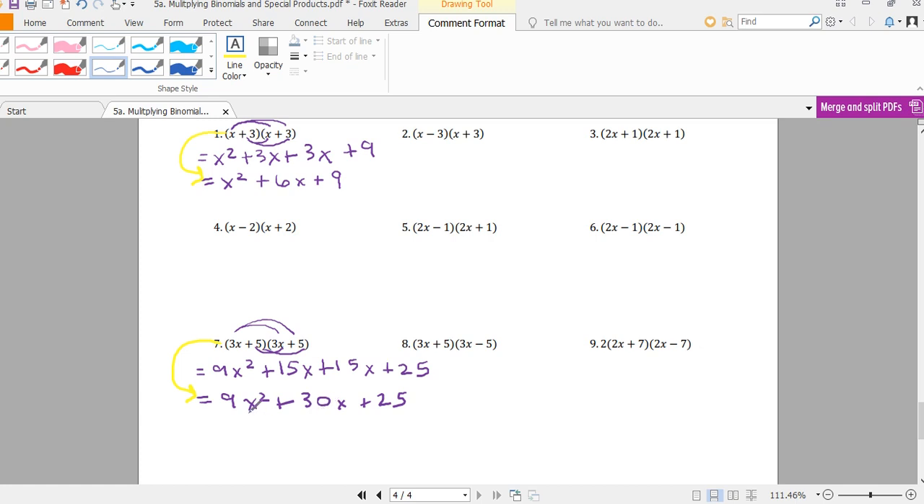Well, let's take a look at this. What's the square root of 9? 3. What's the square root of 25? 5. What's 3 times 5? 15. 15 times 2? 30. What? Mr. Tram, that made no sense.